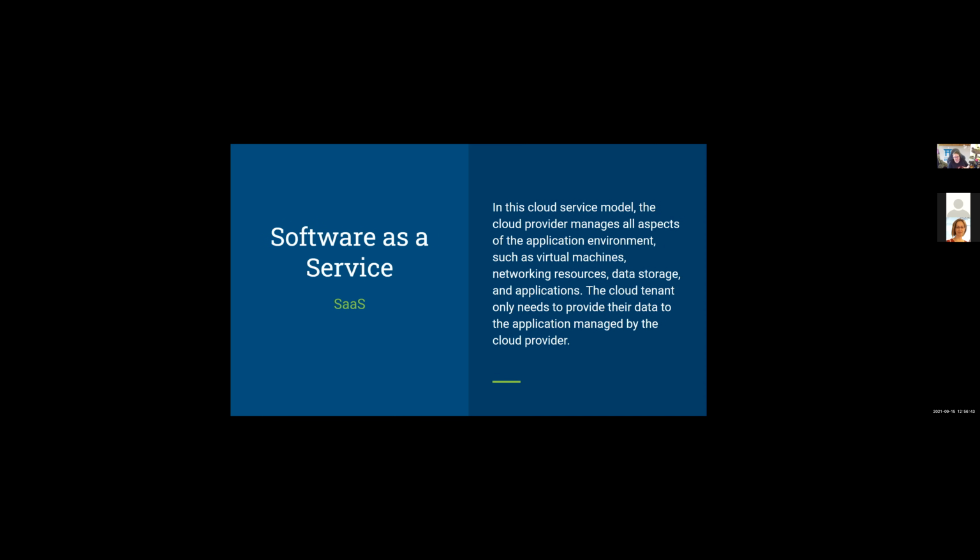With software as a service, Azure would maintain all aspects of the environment and the virtual machines, all that stuff. We just have to provide the data. So it's kind of the same thing, but this is a little bit more, I don't want to say intrusive, but Azure controls a little bit more of it for us. So it's a little bit less that we need to do.